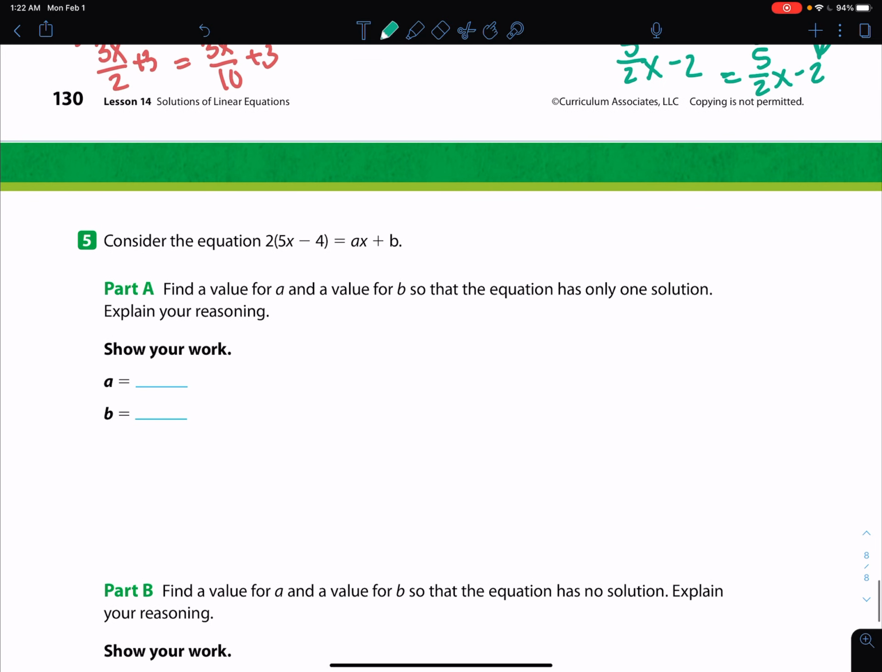5. Consider this equation. 2 up against 5x minus 4 is equal to ax plus b. Find a value for A and a value for B so that the equation has only one solution. Remember, when it has one solution, the variable terms don't match. That's really all you have to look for.